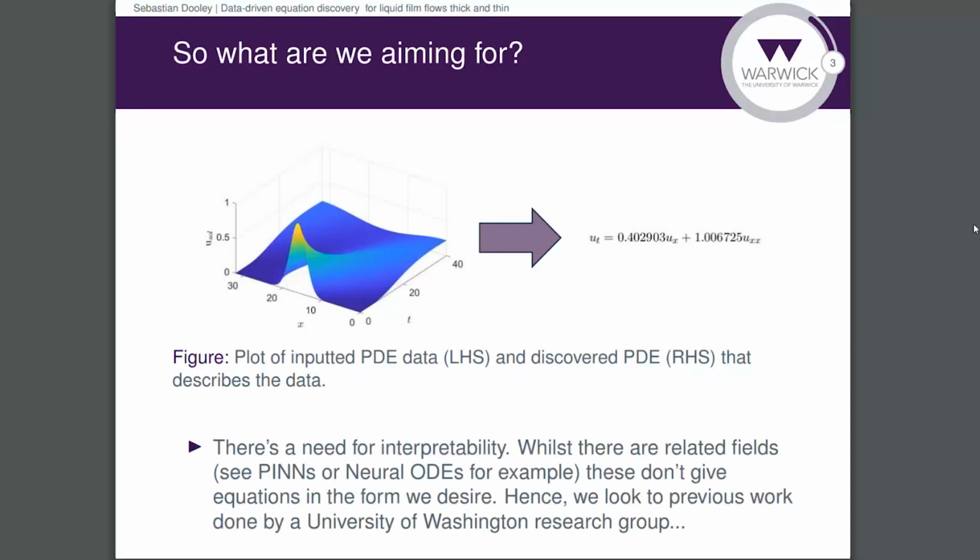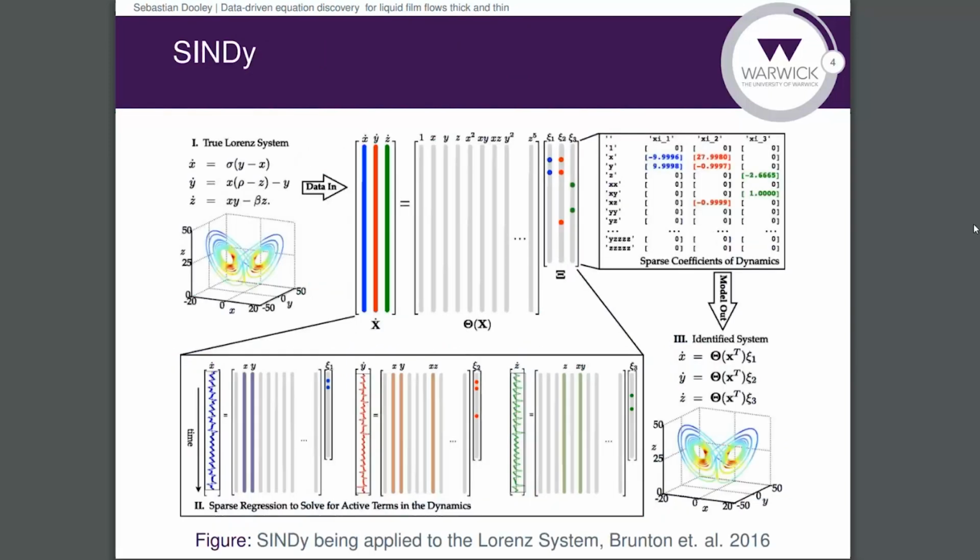And there is that need for interpretability. We do want mathematicians to be able to read these PDEs. There's a lot of adjacent work using PINNs and neural ODEs, but they don't produce nice readable equations. It's nasty linear combinations of activation functions and such. So that's why we're interested in the SINDy method.